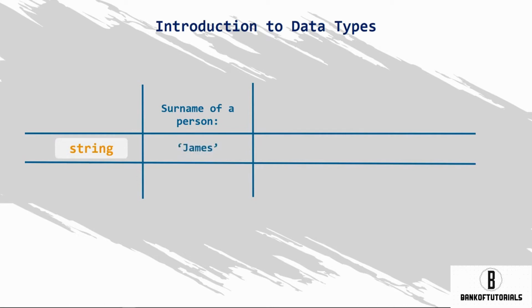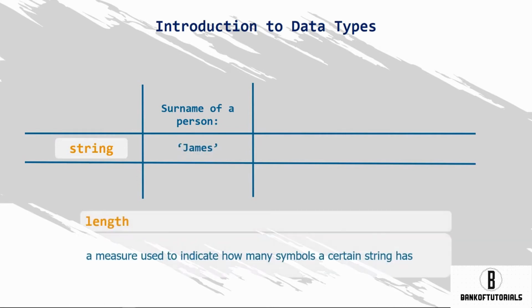Length is a measure used to indicate how many symbols a certain string has. For example, the string James has a length of 5 symbols. Jackson, on the other hand, is a string that has a length of 7 symbols. Okay.